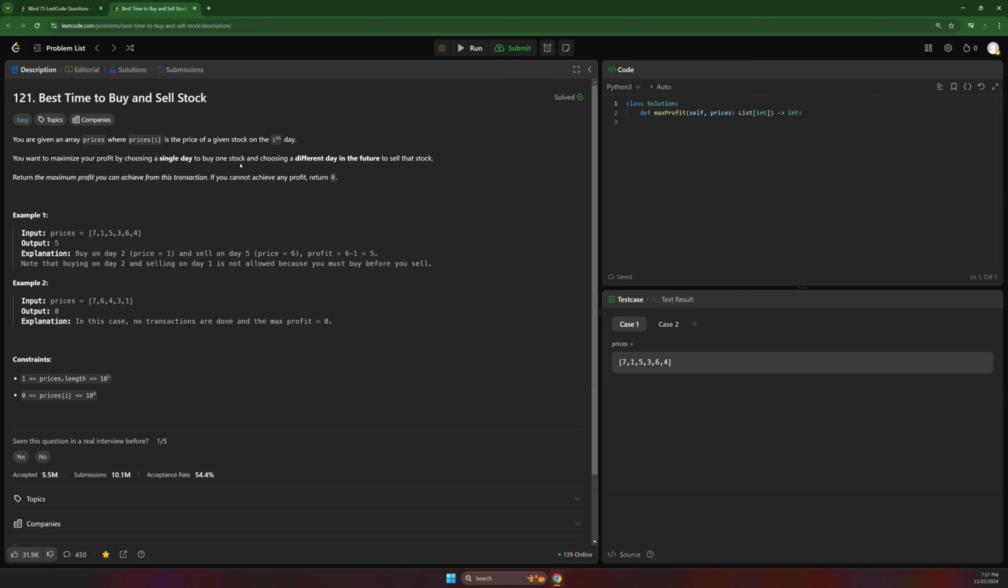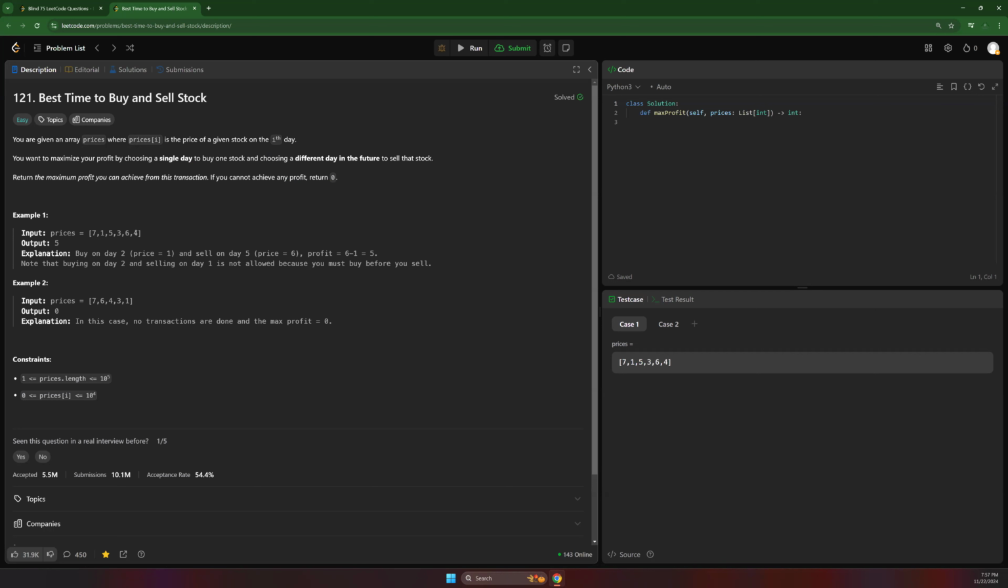So the question is an easy question. You are given an array of prices where prices[i] is the price of the given stock on the ith day. You want to maximize your profit by choosing a single day to buy one stock and choosing a different day in the future to sell the stock. Return the maximum profit you can achieve from this transaction. And if you cannot achieve any profit, return 0.